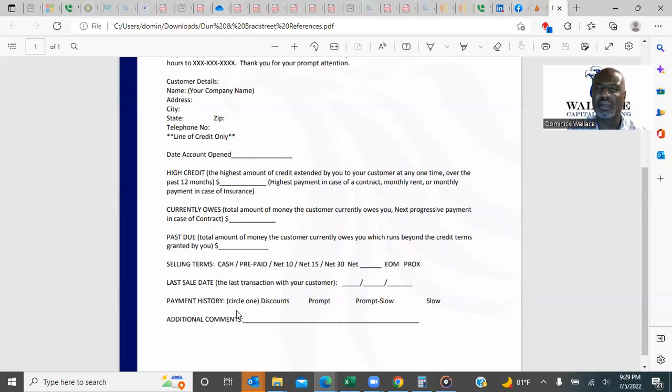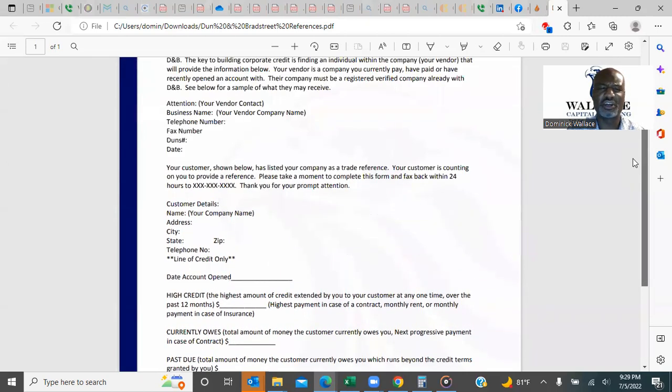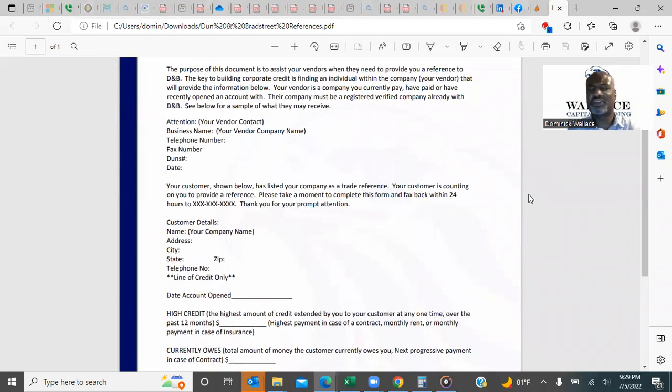And then, it's basically like giving a reference. Like if you were going for a job interview and you're looking for a reference, this would be the information that would be shared. And within Dun & Bradstreet, what used to happen is a form like this would be sent, and it would be either emailed or faxed. But nowadays, all of this is done by email.